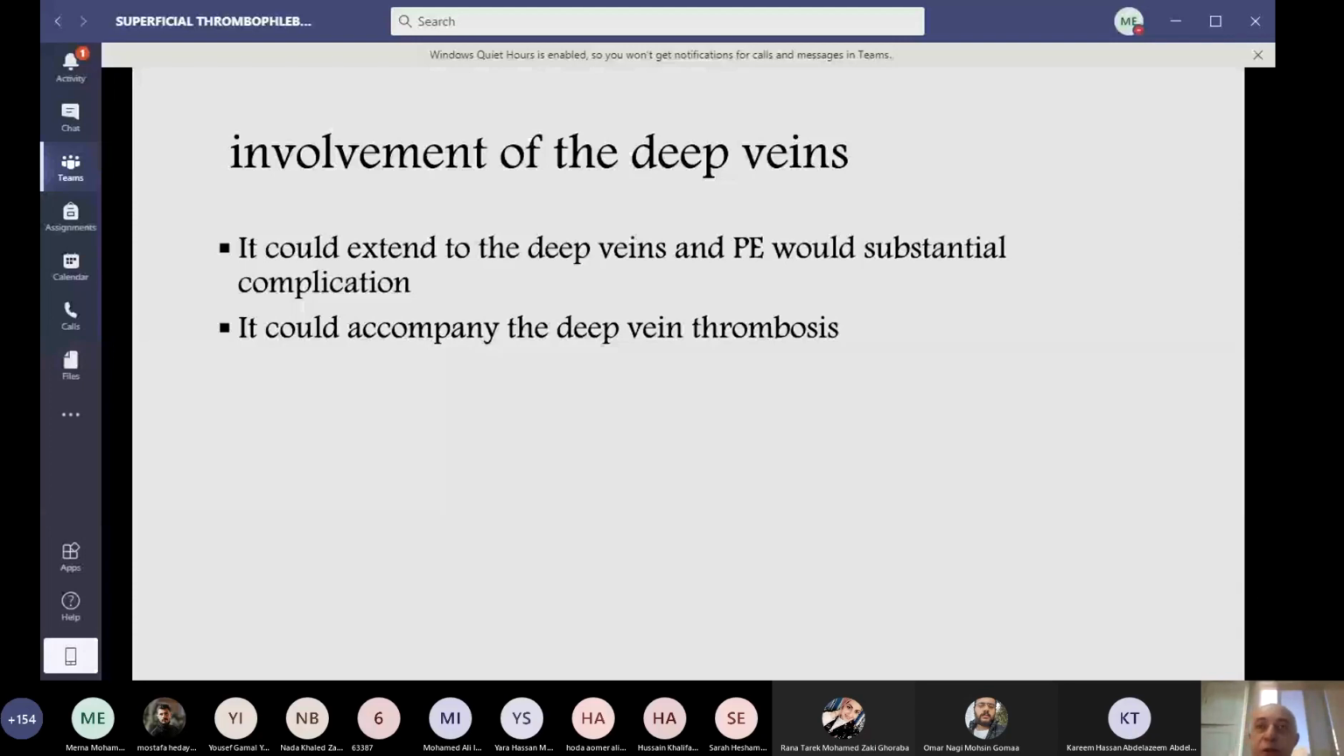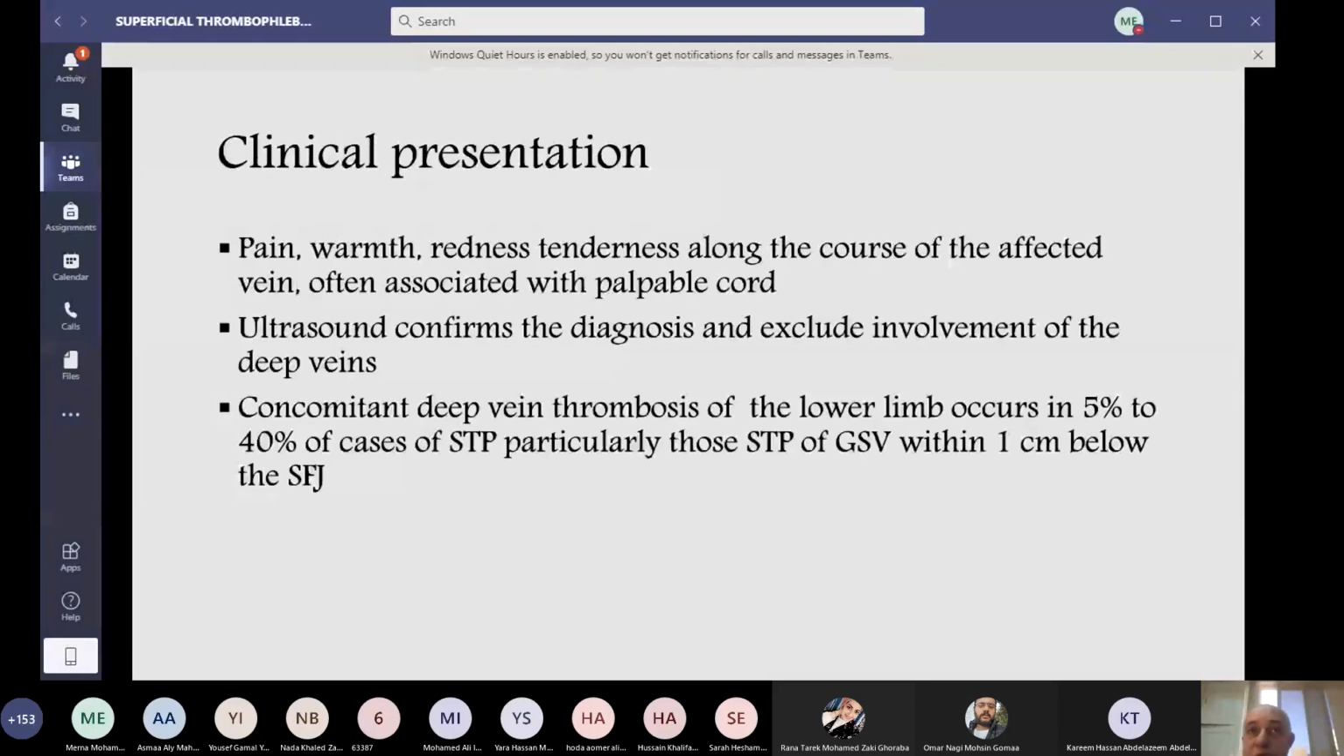We should check whether this patient has DVT at the same time, because there is a risk of it. If this risk is overlooked, it may lead to a serious problem of pulmonary thromboembolism that could cost the patient his life.